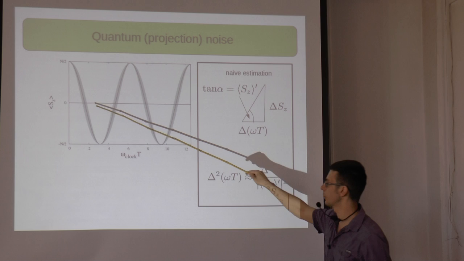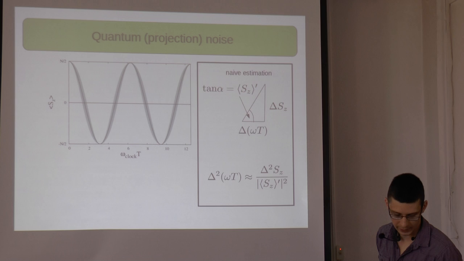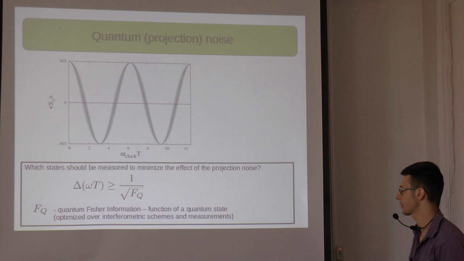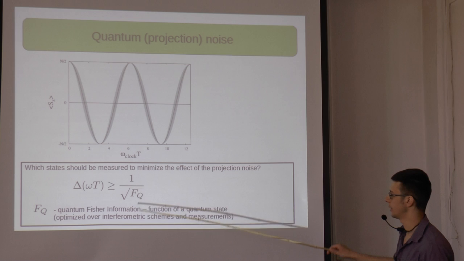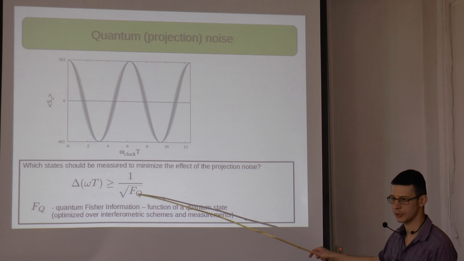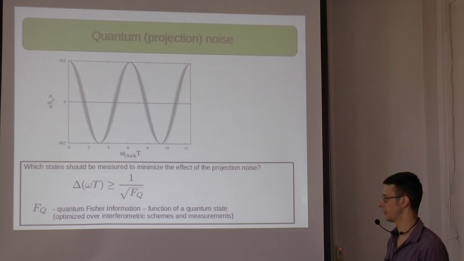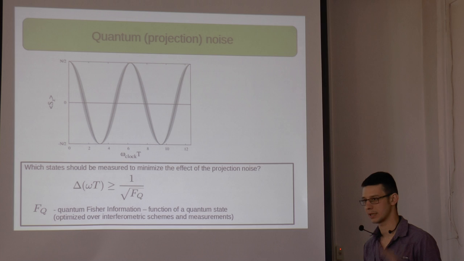But this is a very rough estimation, and people devised other quantities, and this is the place where this Fisher information appears, because it was derived that the uncertainty of omega t measurement has to be larger or equal than 1 over square root of some number. This number is a function of the state. It's optimized over all possible interferometric schemes and all possible measurements. There is such a quantity, you can compute it on the state, and it will give you some bound on the possible uncertainty.